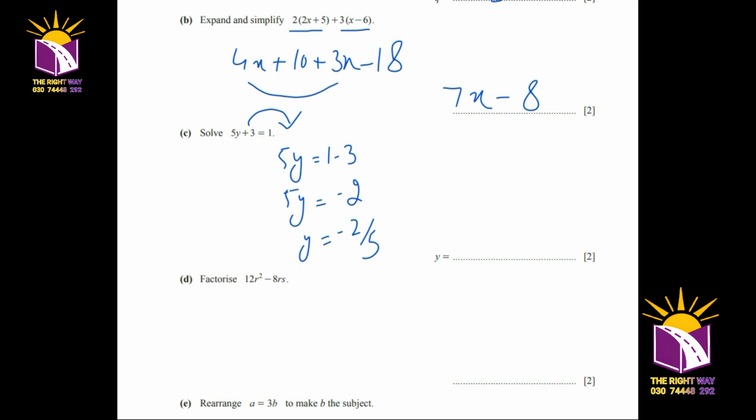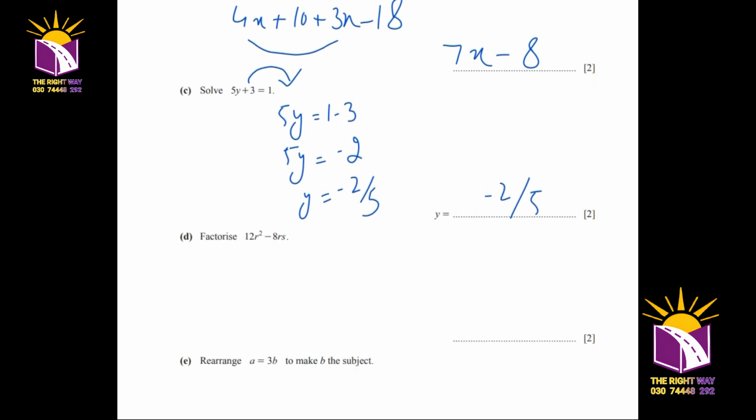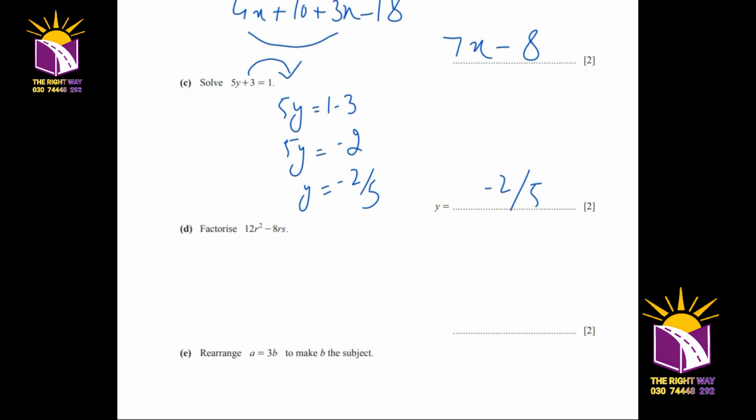5 is multiplying with y, so it will be dividing on the other side. So it will be minus 2 by 5. So y will be equal to minus 2 by 5. Or you can also write it in decimal numbers.